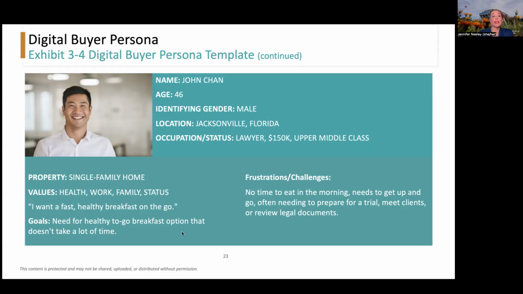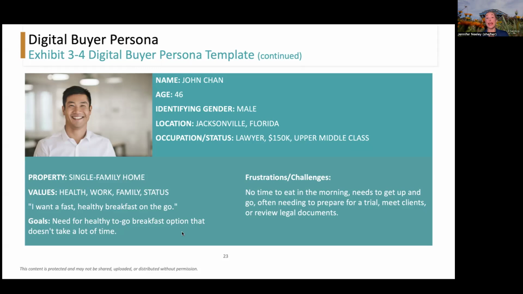The property is a single family home. Usually we'll want to say if it's a single family home they own or rent, and about how much their cost is with that. So you can get very specific with these. Values: health, work, family, and status. An example quote around that is, I want a fast, healthy breakfast on the go. So again, that's an example quote as relating to the product we're going to be talking about. Goals: need for a healthy go-to breakfast option that doesn't take a lot of time. And of course, time is relative, so we have to consider that too. We may put some specificity around that as we know more about the market.